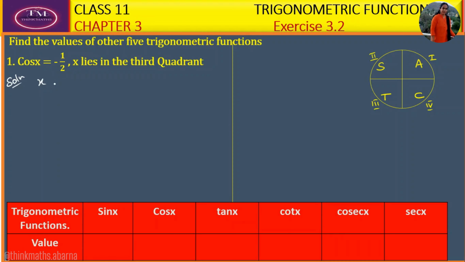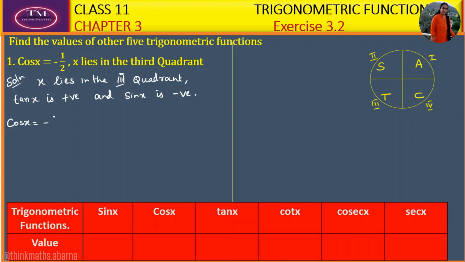So let us write. x lies in the third quadrant. If x lies in the third quadrant, tan x is positive and sin x is negative. So if you find sin, cos, tan, the other values will be inverses of these. Cos is given, so let us try to find the sin value. Cos x equals minus 1 by 2.